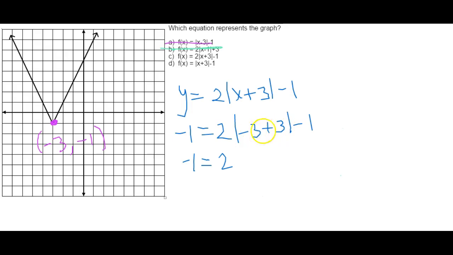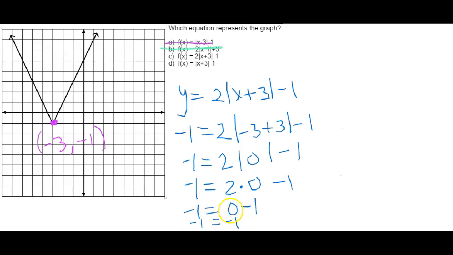We do the inside of the absolute value bars first. -3 plus 3 is 0. And then take the absolute value. Absolute value of 0 is still 0. Then we multiply. 2 times 0 is 0. And 0 minus 1 is -1. So that one did work.